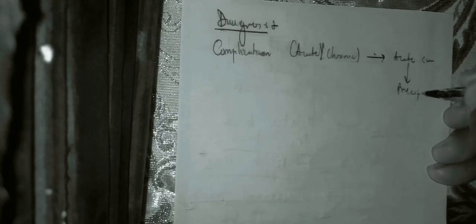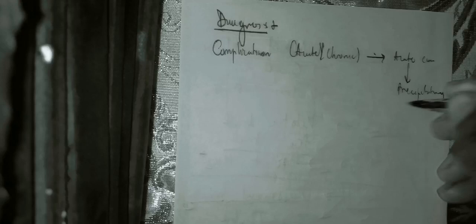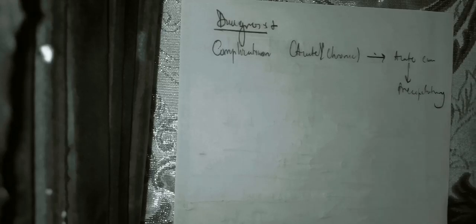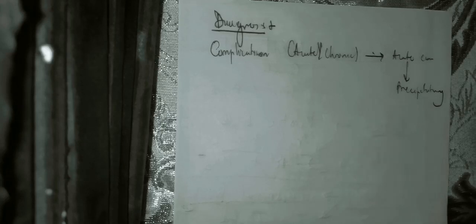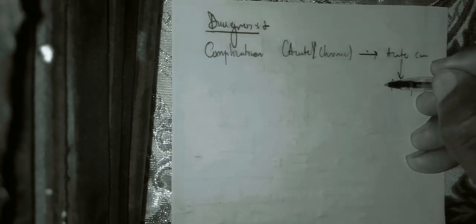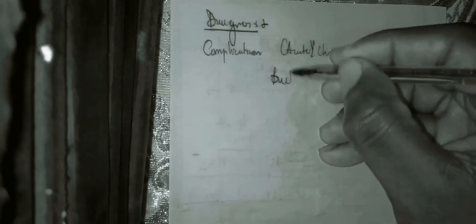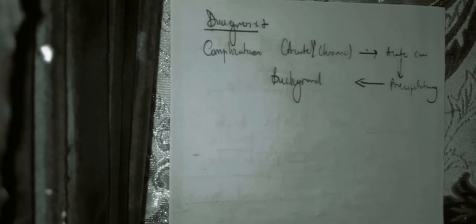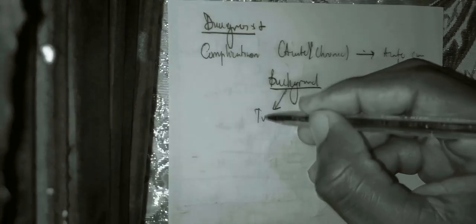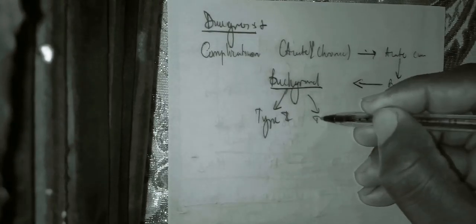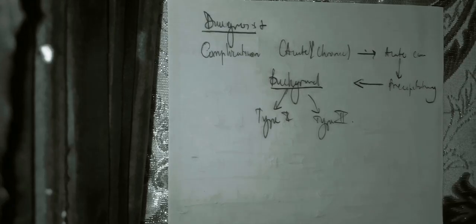a precipitating factor. So you must speak about the precipitating factor of the acute complication. Is it clear? And when you speak about the precipitating factor of that acute complication, you say now in the background of which type of diabetes. Is it type 1 or is it type 2 diabetes? So that's how you make a diagnosis.